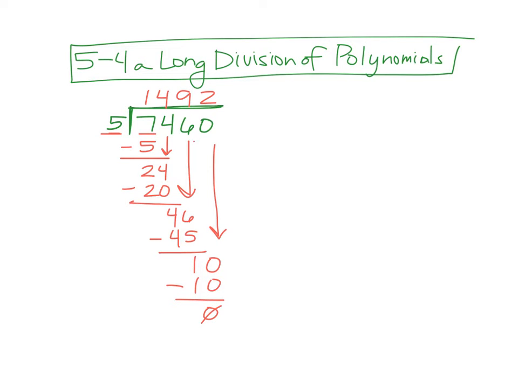Okay, so here's the deal. With a remainder of 0, that means that 1492, when Columbus sailed the ocean blue, is a factor of 7,460. 5 is also a factor of 7,460, okay? So today, we're going to come up with those factors without factoring it the same way we're used to. We're going to factor it, essentially, by doing long division, okay?